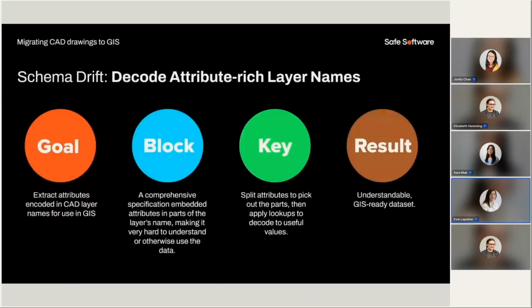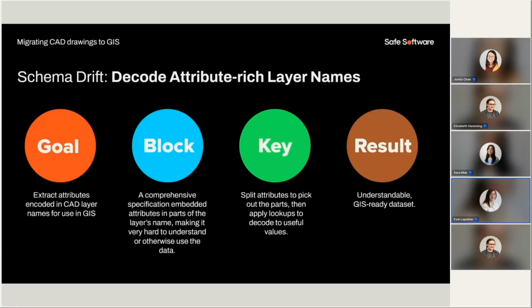do this with our decode attribute rich layer names example. This example has been used in the previous webinar. I've changed it slightly to show you an alternative way, but we are going to extract attributes encoded in the CAD layer name to use in GIS. The block is that the comprehensive specification embedded attributes in parts of the layer names, making it very hard to understand or otherwise use the data. So we're going to split these out into parts and make this into an understandable GIS-ready data set.